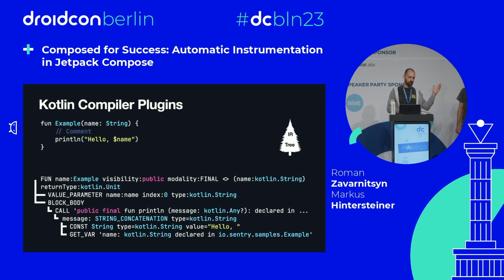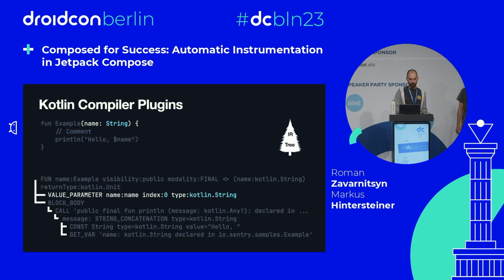On the top we have some very basic Kotlin source code, an example function. It takes an argument and just prints out a line. On the bottom we see this IR tree, and it's already enriched with a lot of information. For example, the name argument is already resolved, and we see a correct type definition of Kotlin.String.